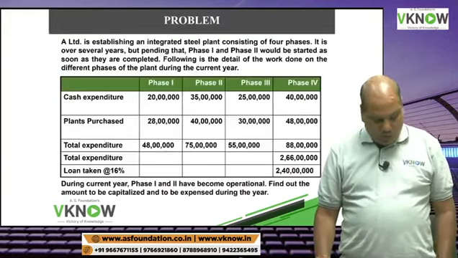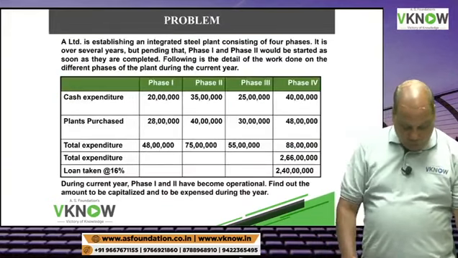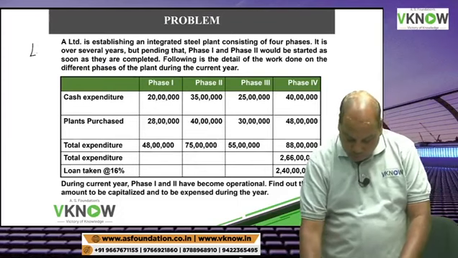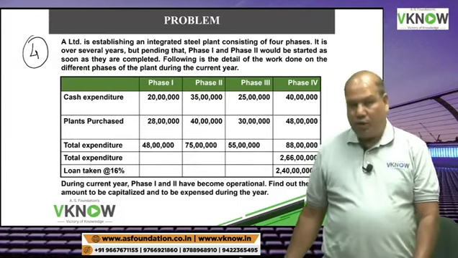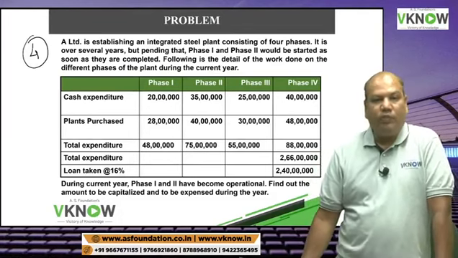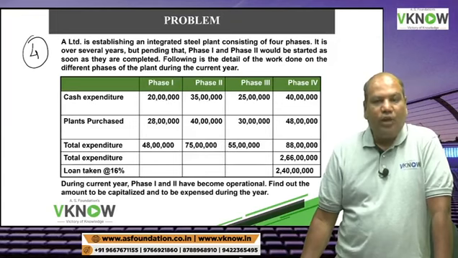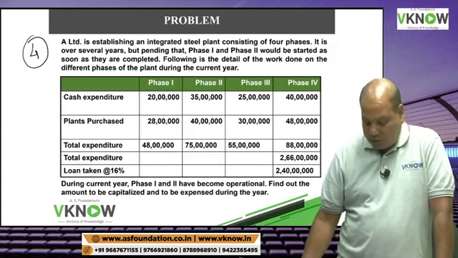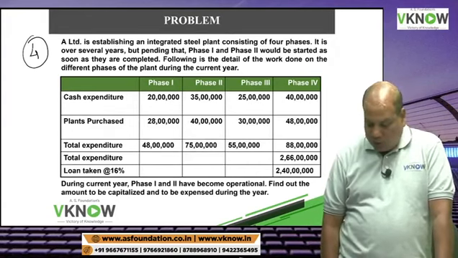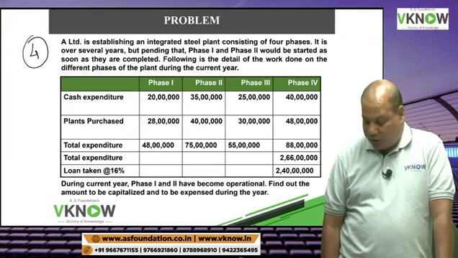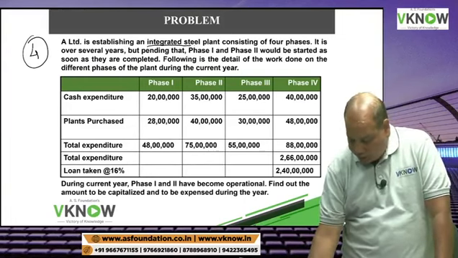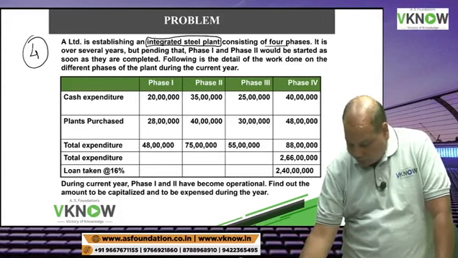Right? So please come to one question. One more question we will solve, question number 4. When we are constructing many assets together, some of them are complete, some of them are not yet complete. How to capitalize the borrowing cost in such cases? Question number 4, on the next page you will find it. A Limited is establishing an integrated steel plant consisting of 4 phases. So this is an integrated steel plant and it has 4 phases.